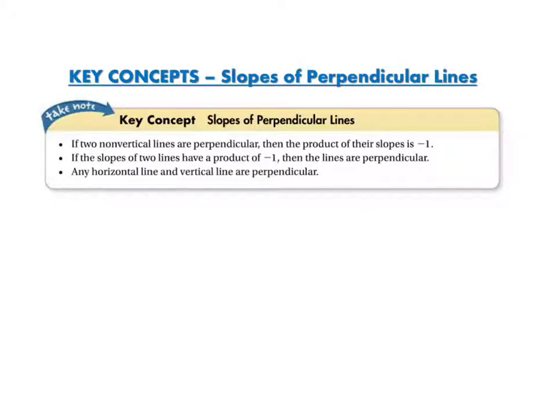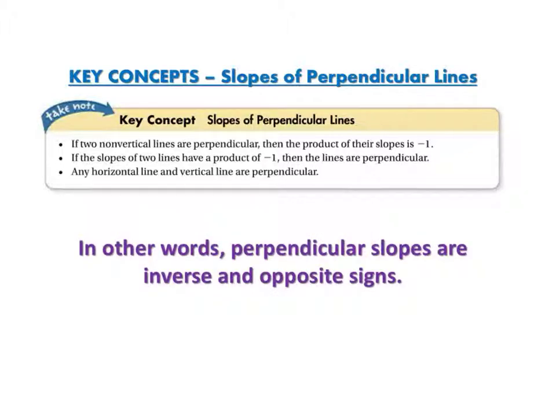Perpendicular lines. If two non-vertical lines are perpendicular, then the product of their slopes is negative 1. If the slopes of any two lines have a product of negative 1, then the lines are perpendicular. Any horizontal line and a vertical line are perpendicular. So what does that mean when the product of their slopes is negative 1? It just means that perpendicular slopes are inverse and opposite signs.